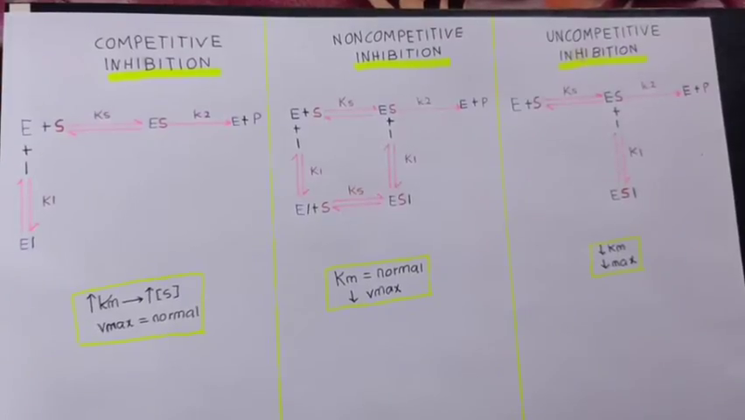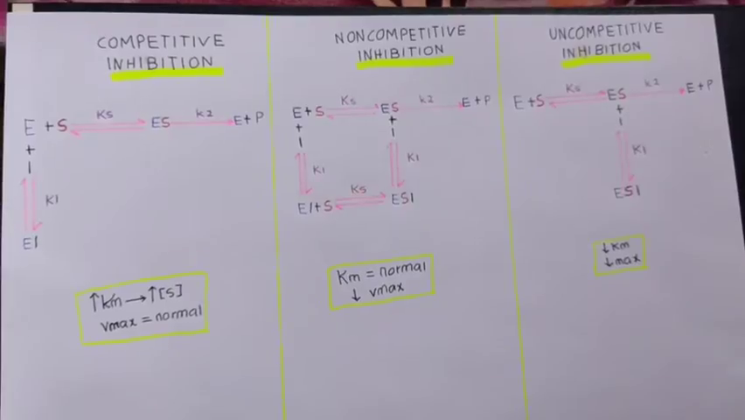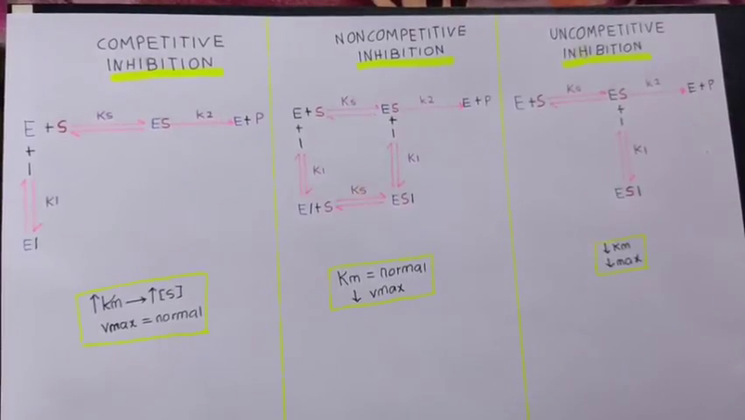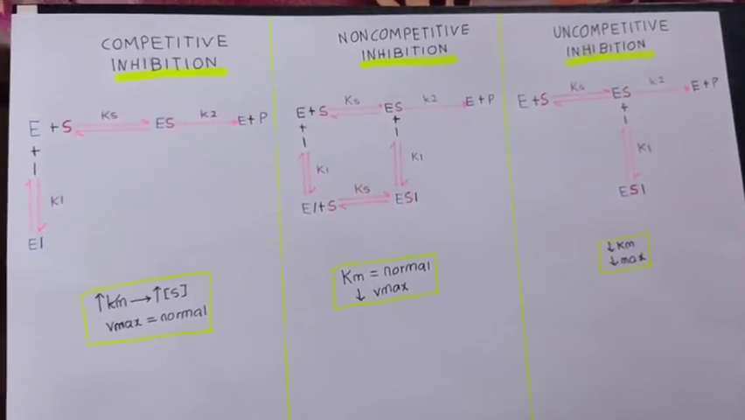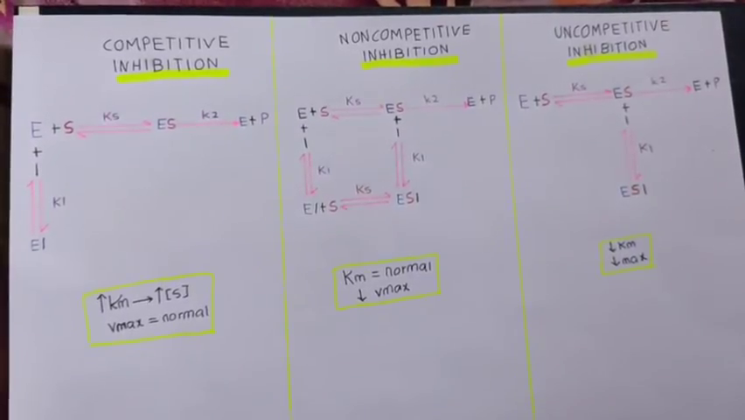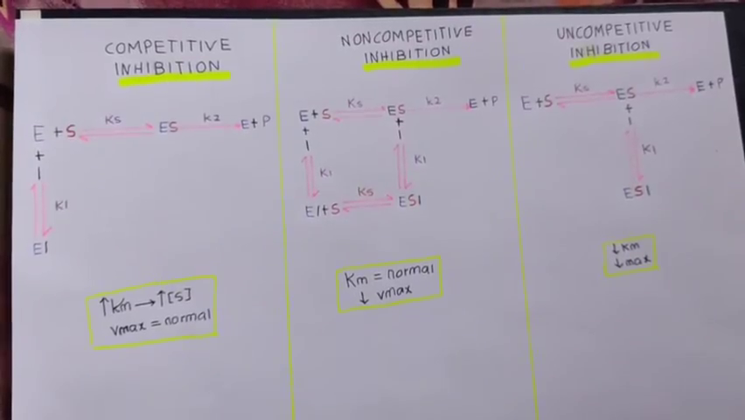Hello everyone. Today we want to talk about enzyme inhibition. There are three types of enzyme inhibition: competitive inhibition, non-competitive inhibition, and uncompetitive inhibition.